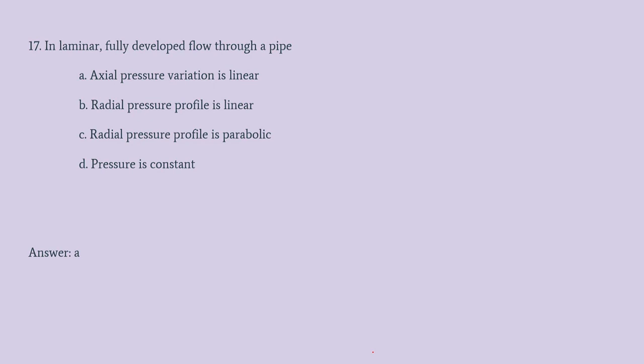Next one, in laminar fully developed flow through a pipe, what will happen to the pressure? Option A is axial pressure variation is linear. Second, radial pressure profile is linear. Third, radial pressure profile is parabolic. Fourth, pressure is constant.